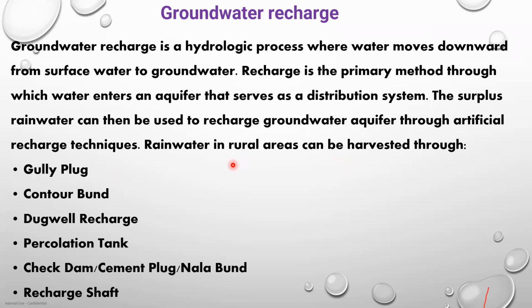Rainwater in rural areas. See, urban life is not everything. We are staying in cities, but that doesn't mean there is no life in the villages, in the rural areas. They work more than what we do. They work more for sustenance of life. Correct? What do they do?